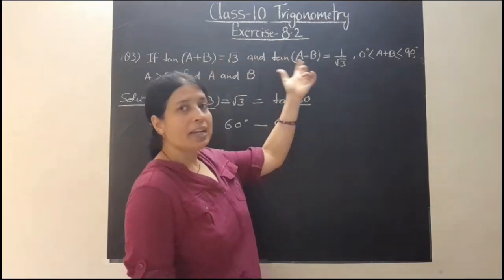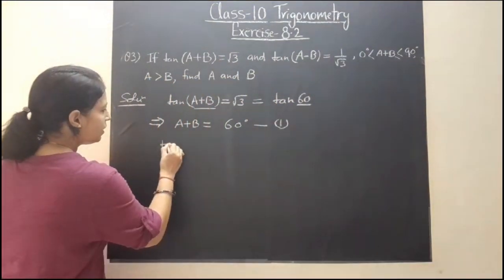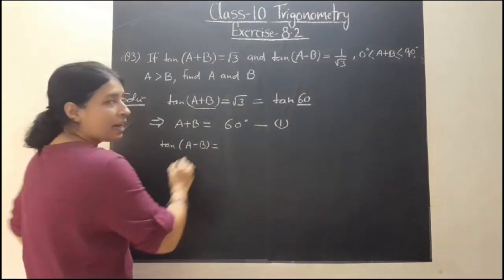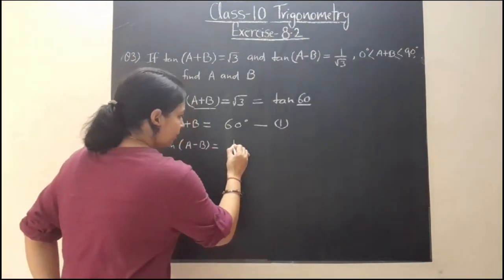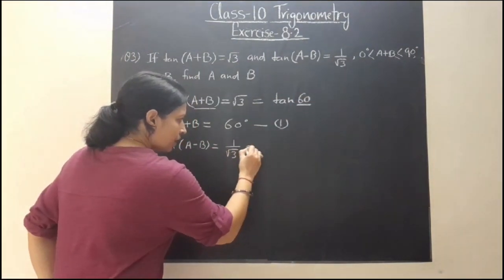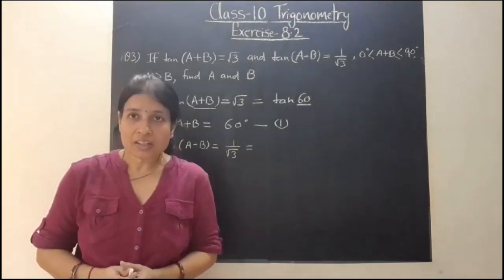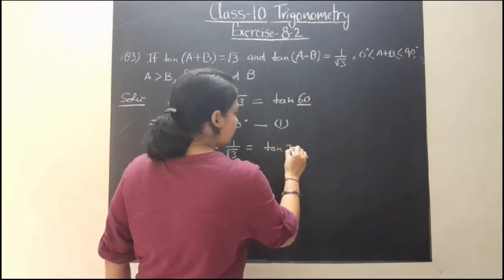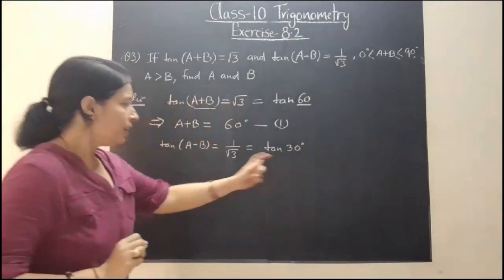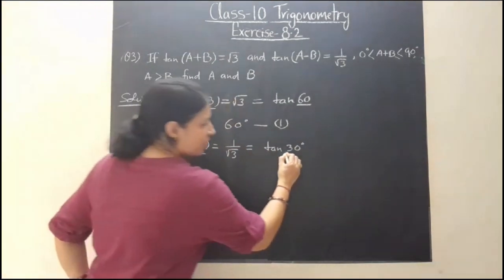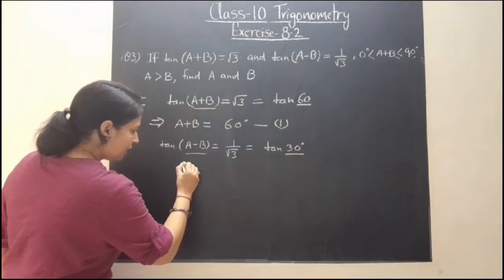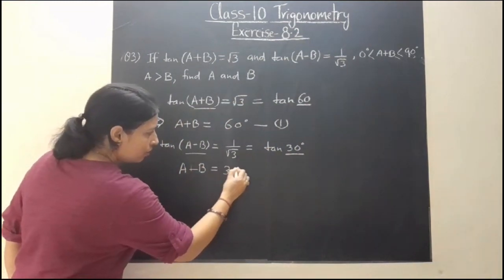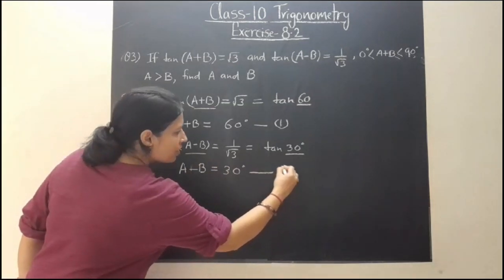Then what is second? Second one is given tan A minus B. So write here tan A minus B. Tan A minus B is given 1 by root 3. 1 by root 3 tan में कितने की वैल्यू होती है? tan 30 degree. Yes. So write here tan 30 degree. Very good. So write here tan 30. So we can write A minus B is equal to 30 degree. So write A minus B is equal to 30 degree. So this one is the second equation.